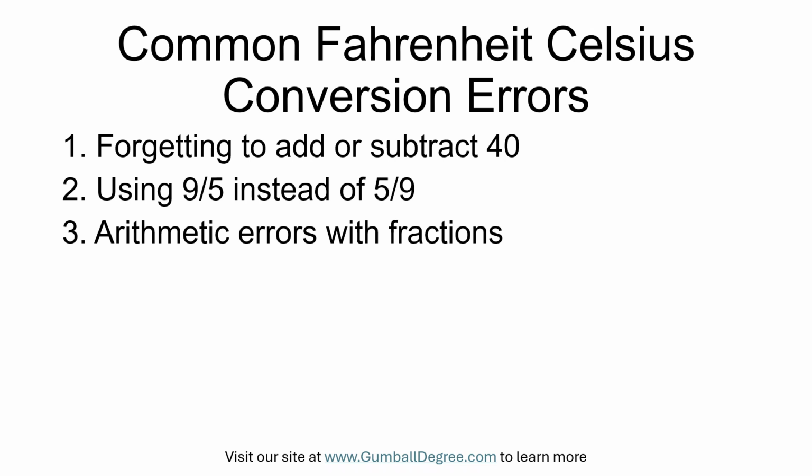Another error is using 9/5 when you should use 5/9, or vice versa. So check which direction you are converting. To Fahrenheit, use 9/5, and to Celsius, use 5/9. Also, watch arithmetic with fractions. Convert to decimals or reduce carefully to avoid simple multiplication errors.